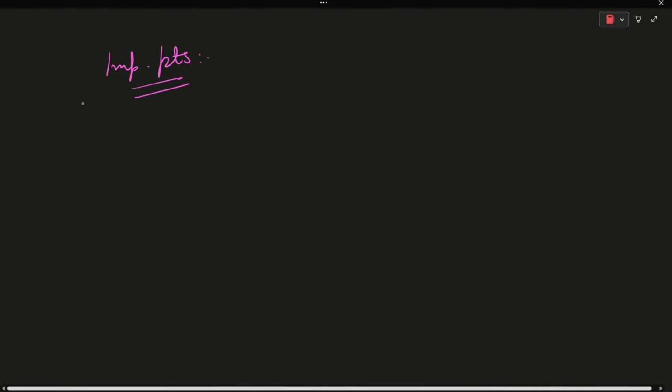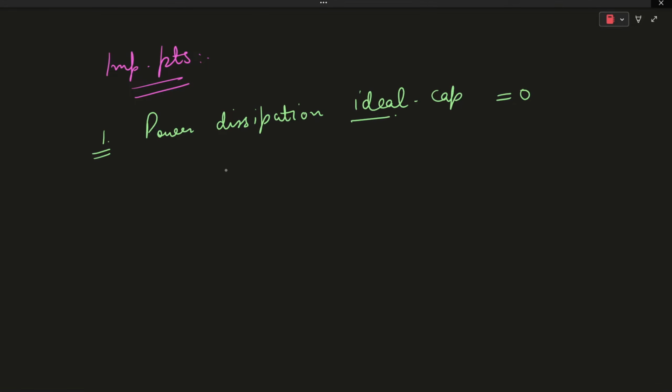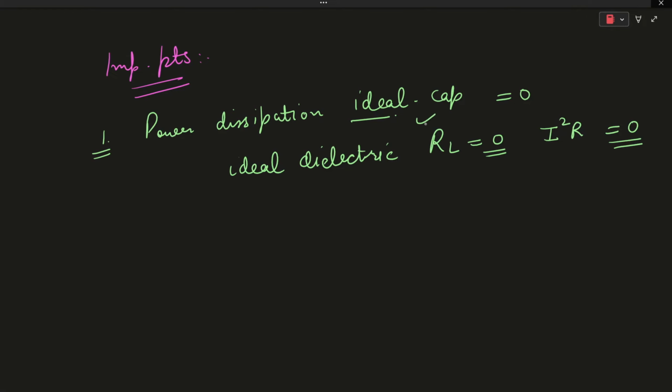Some important points which you need to remember. Number one, the power dissipation in case of an ideal capacitor is 0. The reason is that in an ideal capacitor, there will be an ideal dielectric. It means that the leakage resistance will be equal to 0, so the I square R loss, or the heat losses, will be 0. So the power dissipation or power loss in an ideal capacitor is always 0.